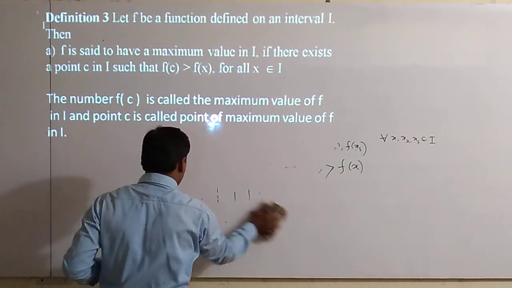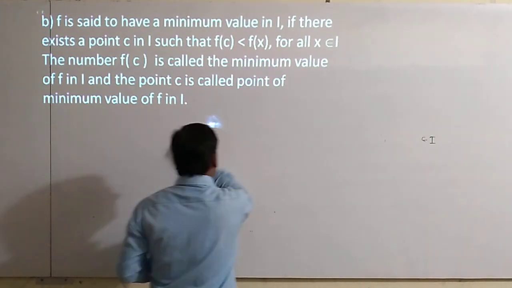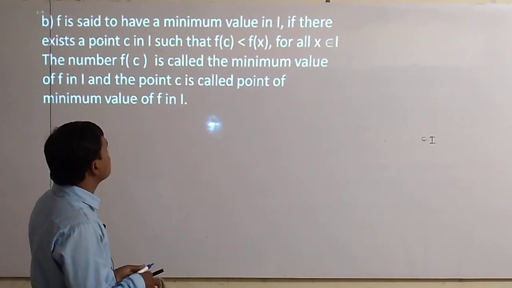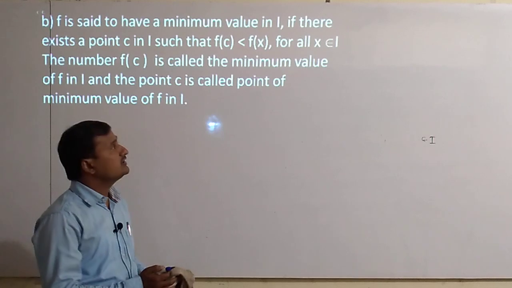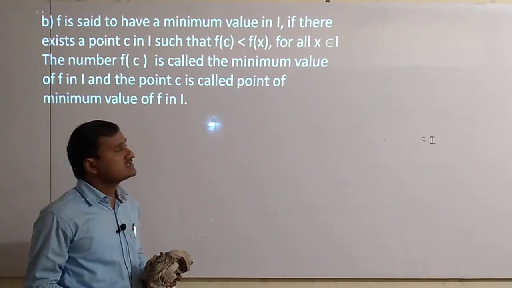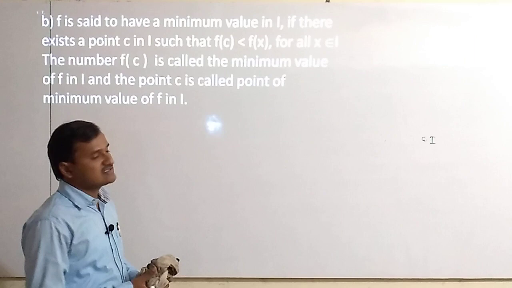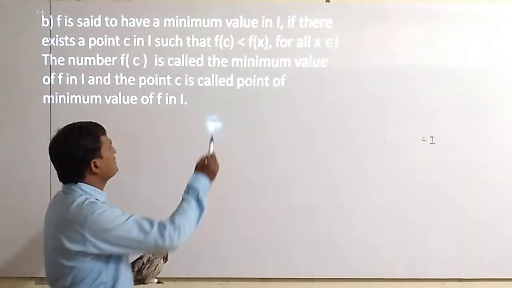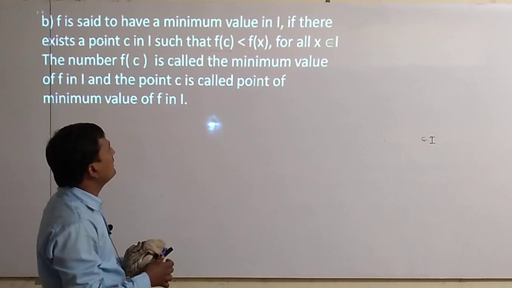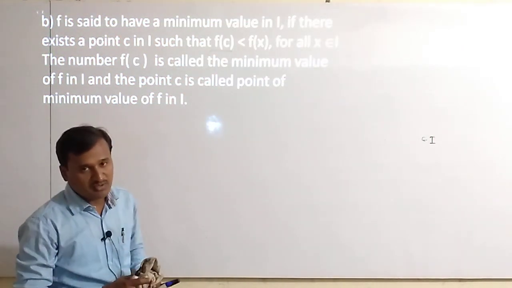So minima of a function. What is the minima of a function? f is said to have a minimum value in I if there exists a point c in I such that f of c is less than f of x for all x belongs to I. In this case, f of c is called the minimum value of f, and the point x equal to c is called the point of minimum.